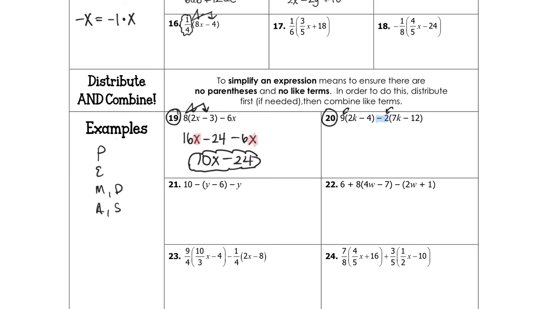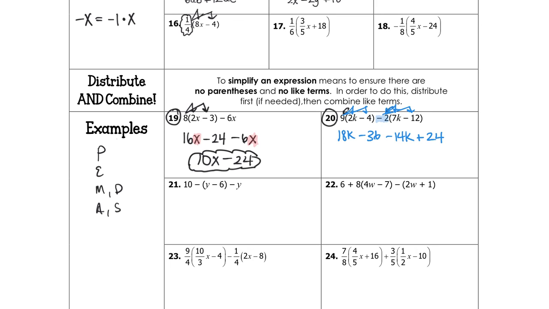All right, so here we go. 9 times 2k is going to be 18k. 9 times -4 is -36. Flipping over to the second multiplication in PEMDAS, -2 times 7 is -14k. And -2 times -12 is positive 24.